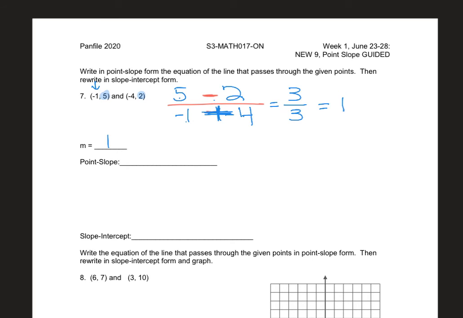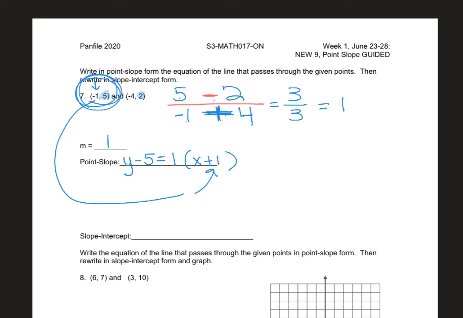So my slope is 1, and I'm working with point slope, so I have to pick a point. Doesn't matter which one. They both have a negative in it, so I'll go with the first one. Again, you could pick either. So I have y minus 5 equals 1 parentheses x plus 1. Again, that's a plus 1 because I'm plugging in the -1, but there's already a -1 in the formula, so it's going to make it a positive 1.